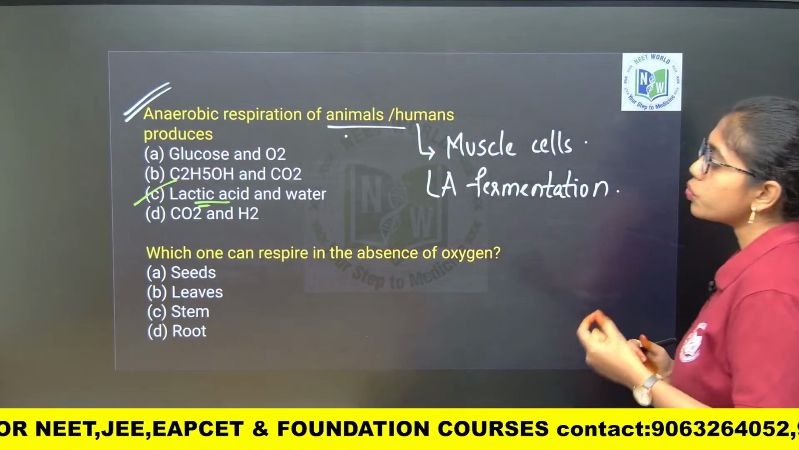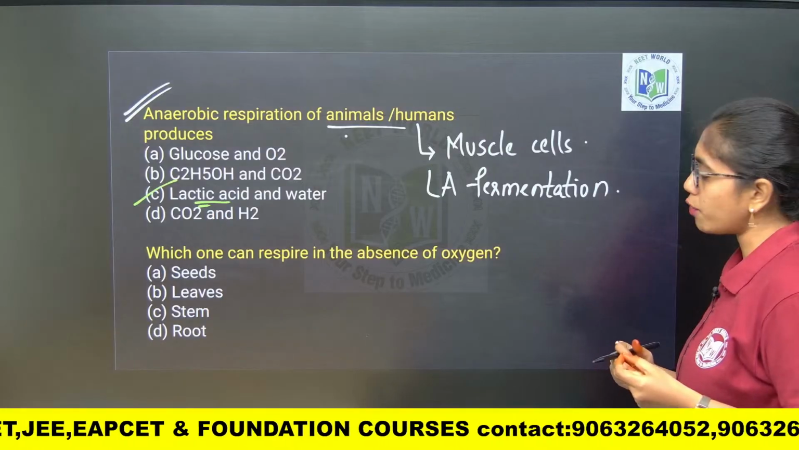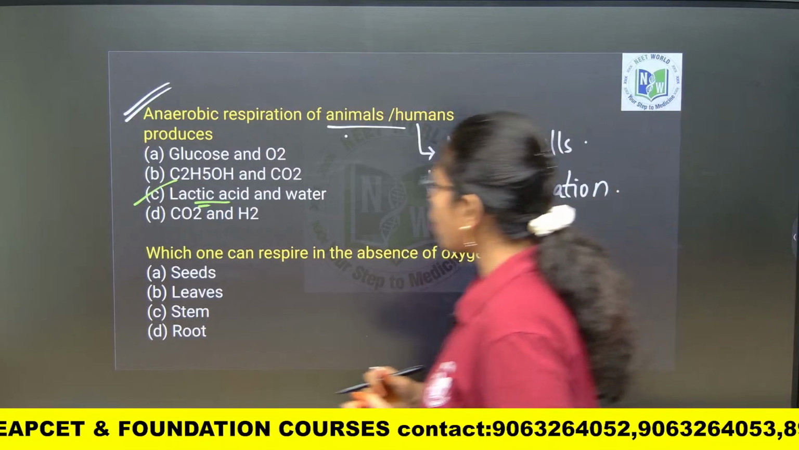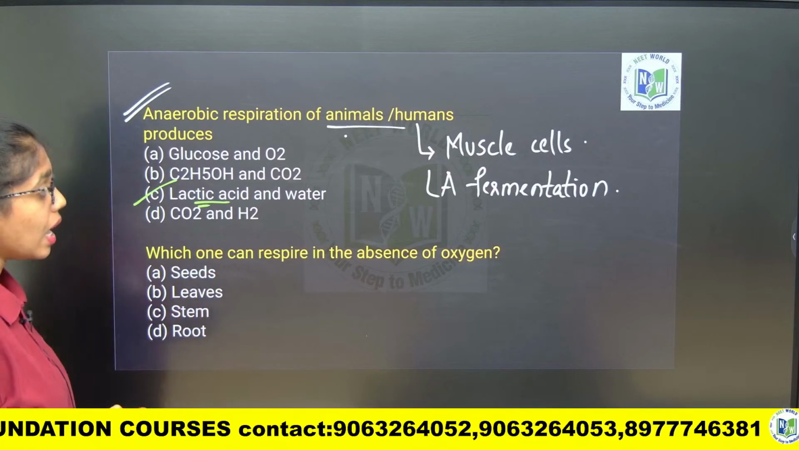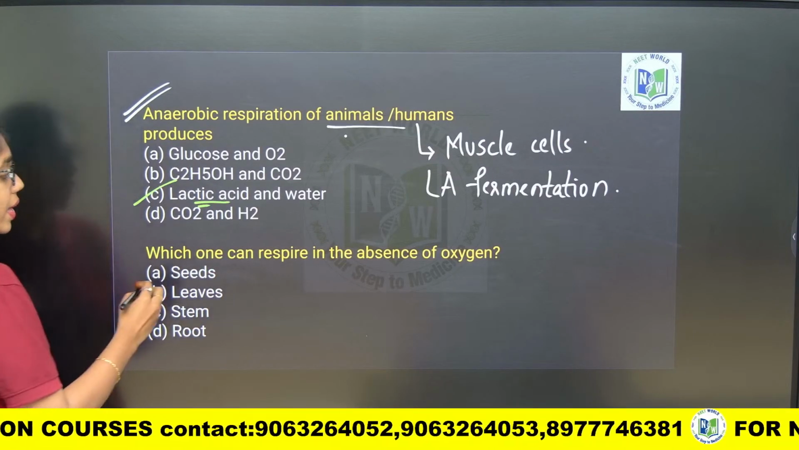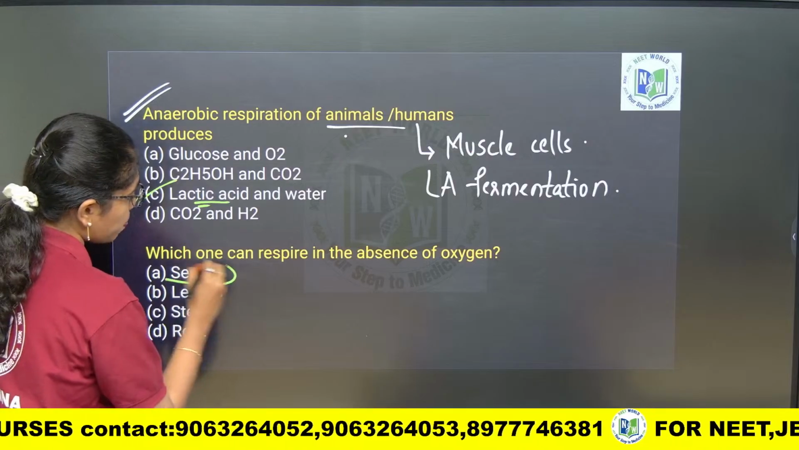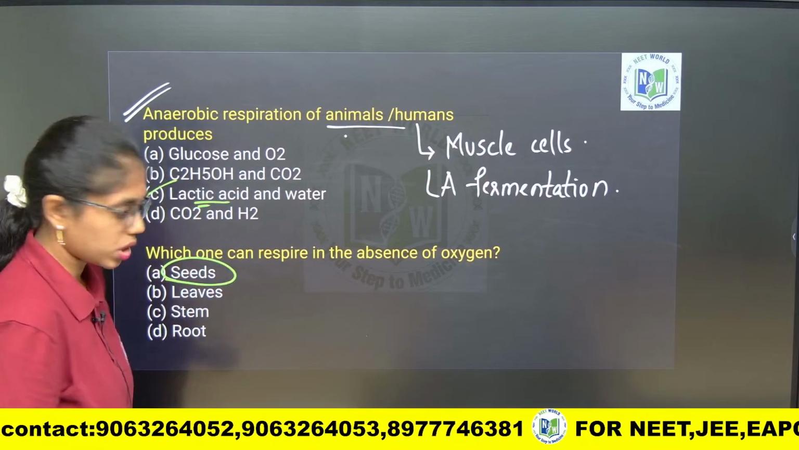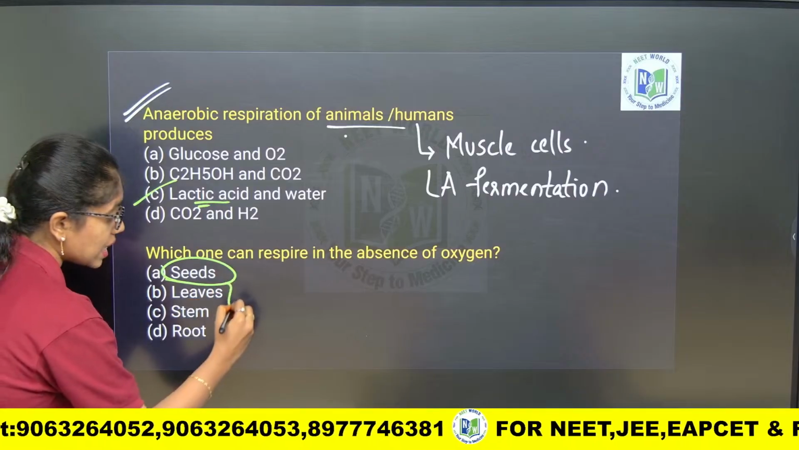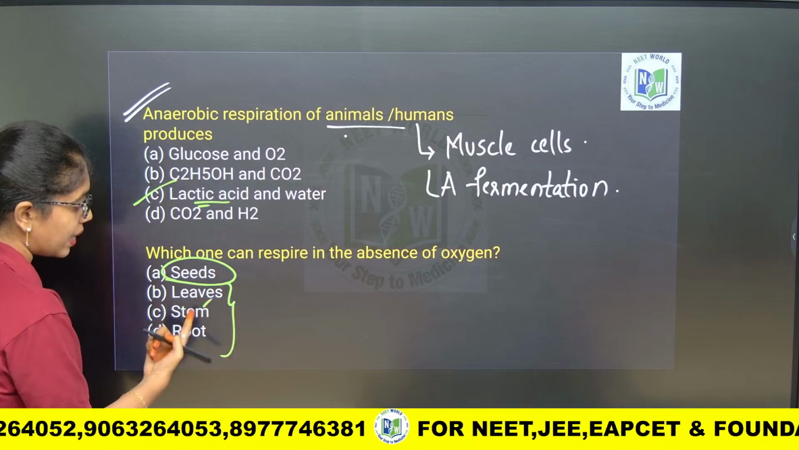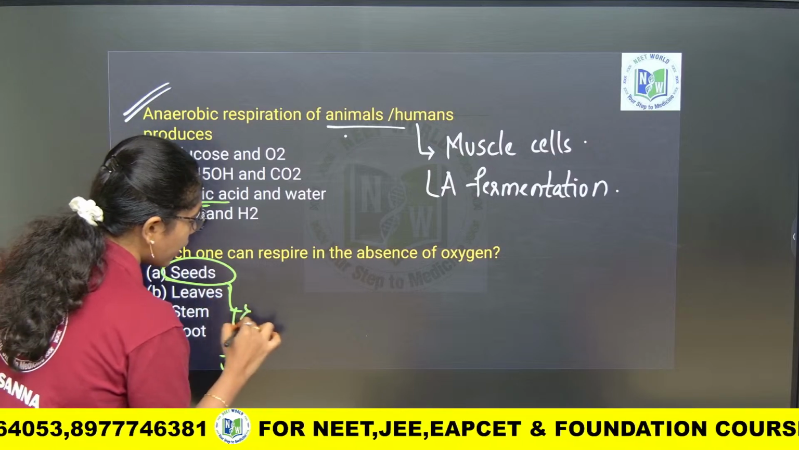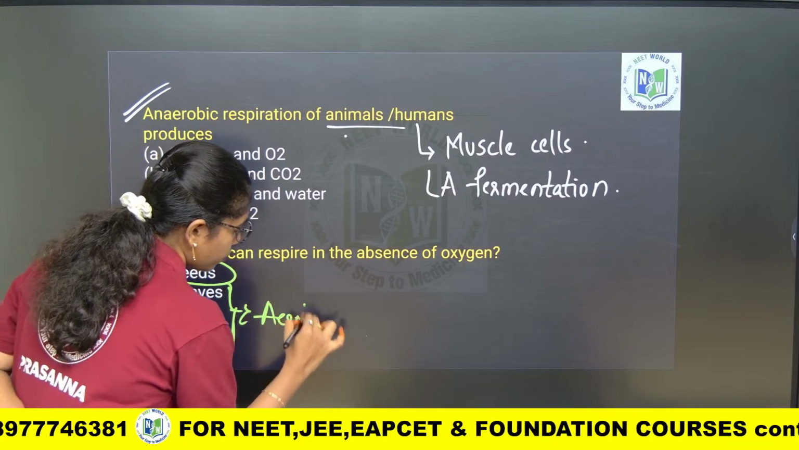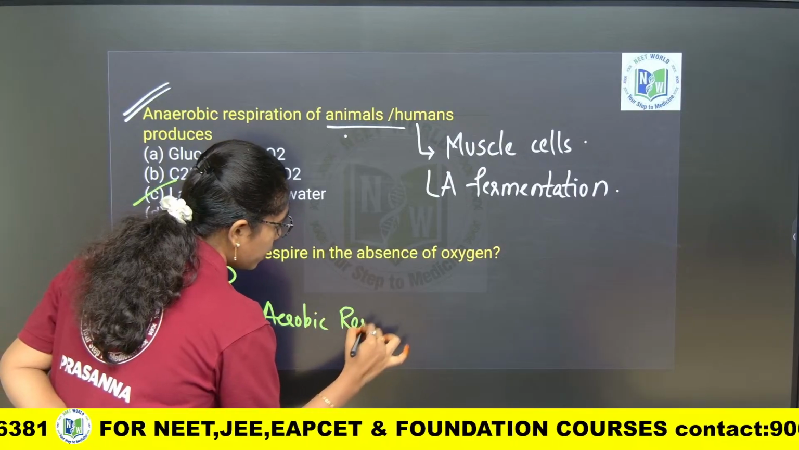Next, which one can respire in the absence of oxygen? In the absence of oxygen, leaves, stem, shoot, they will not rely on anaerobic respiration, whereas seeds can respire in the absence of oxygen. These cells, be it mesophyll cells of the leaf, stem or root, can only conduct aerobic respiration.